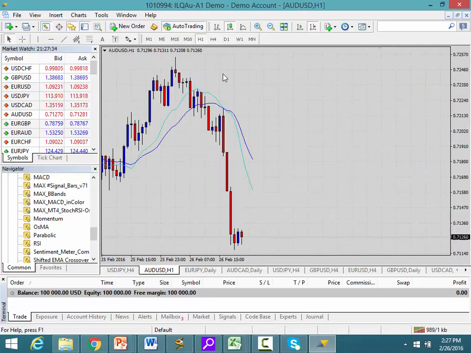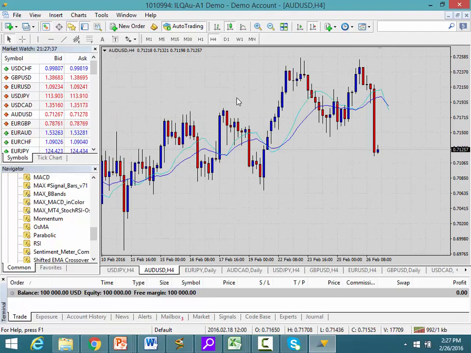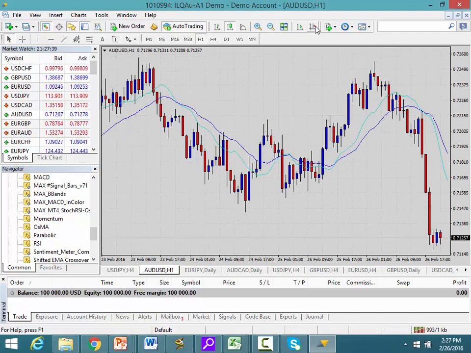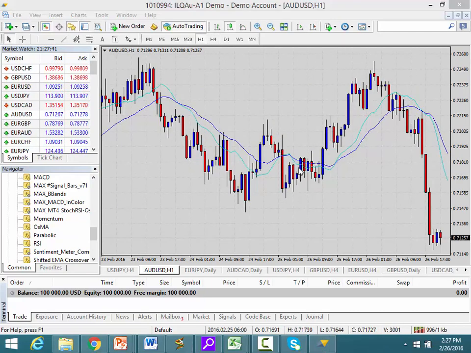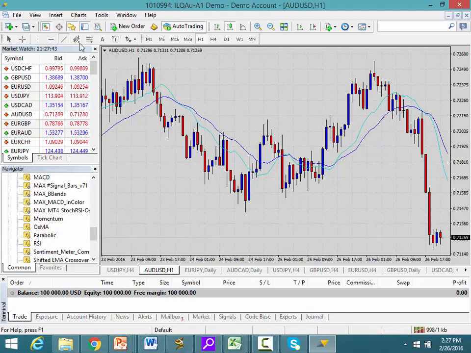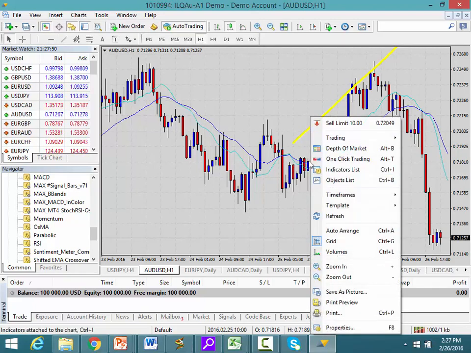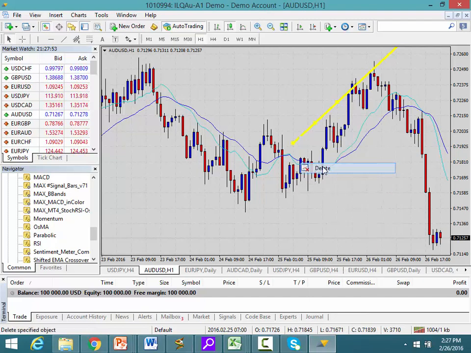Okay, for example, look at the Aussie dollar. Okay, and this is what we call a wedge pattern. Okay, we go right here, and we had this right here. You can see how it broke out.